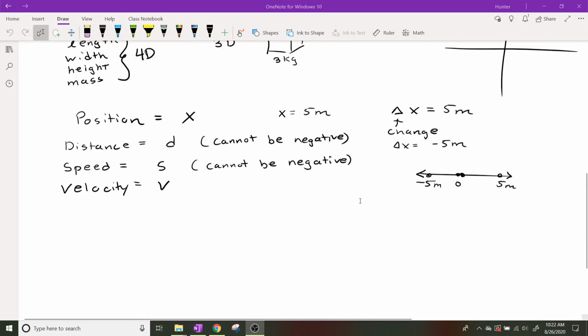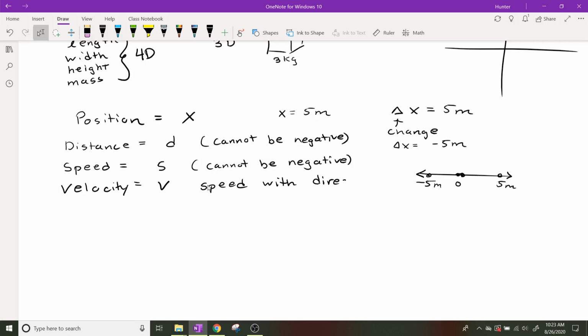Speed, we talked about, is how fast you're going, but it doesn't have a negative number to it. Velocity can be negative because velocity is basically just a speed and a direction put together. So the difference between speed and velocity is that velocity is speed with a direction.